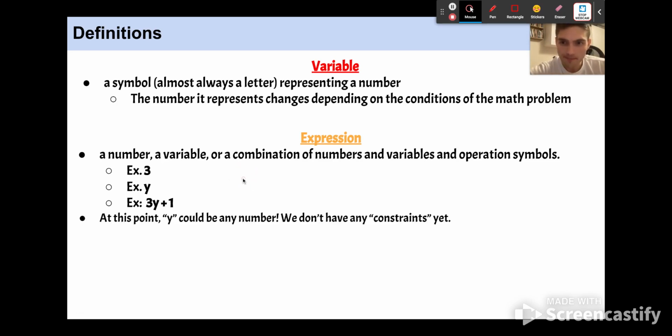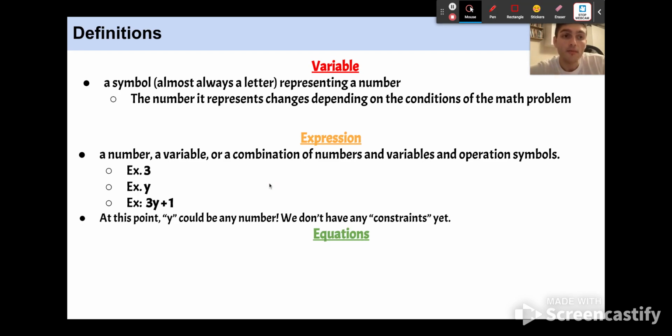But here's the thing. At this point, Y could be any number. A lot of people get confused when they see the letters starting to appear in math, but all we're saying is that we don't know quite yet what the letter is. It's kind of just like a placeholder. Because we don't have any constraints, and we're going to talk about that in a minute, there's no limit to what Y could be. We just don't know. We don't have enough information.